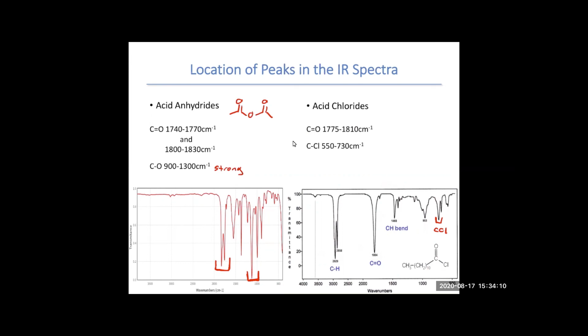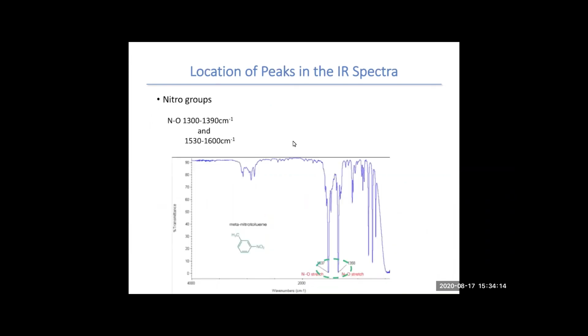And so our last functional group we're going to cover for our IR spectra is the nitro group. A nitro group contains a nitrogen and two oxygens. Within our nitro group, our nitrogen has a positive charge and one of our oxygens has a negative charge. And the two oxygens resonate back and forth.